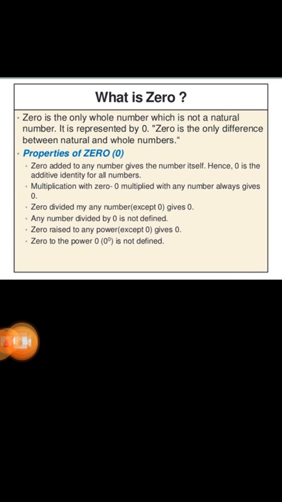Next, we discuss some properties of 0. 0 added to any number gives the number itself. Hence, 0 is the additive identity for all numbers. Multiplication: 0 multiplied with any number always gives 0. 0 divided by any number except 0 gives 0. Any number divided by 0 is not defined. 0 raised to any power gives 0. 0 to the power of 0 is not defined.